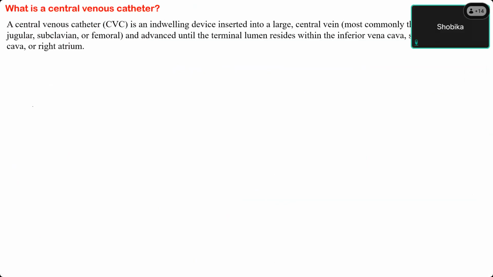Sir, central venous pressure, it's the pressure in the right atrium, sir. Right atrial pressure represents it, it becomes right atrial pressure. It is not directly central venous pressure.